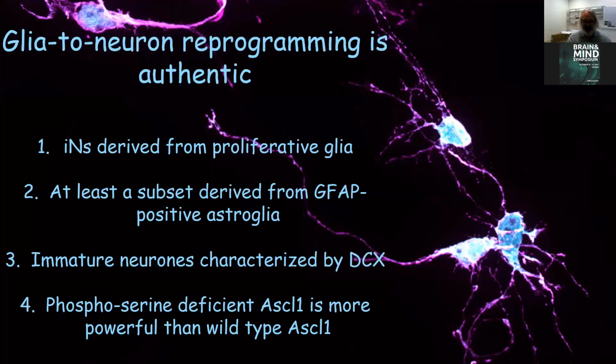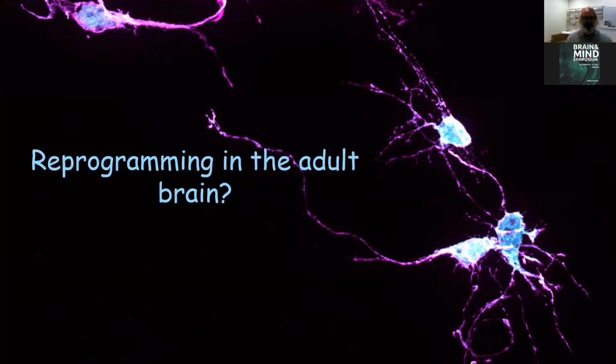So this is essentially the conclusions from this first part. We can actually induce neurons from proliferative glia. At least some of these are of an astrocytic origin. These cells pass through an immature neuronal state that is characterized by doublecortin expression. And very importantly, we find that an ASCL1 variant that is phosphoserine deficient is more powerful than the wild type ASCL1. Now, can we reprogram in the adult brain?